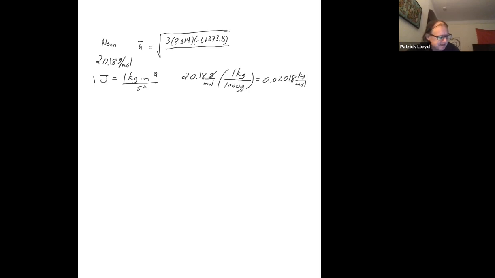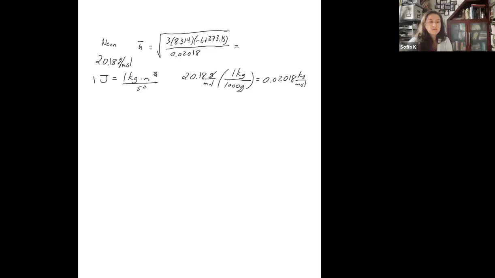Okay, so that's just to make the units work out for joules. So 0.02018. Then you'll get an average velocity out of this. So let's see what it is. It's 3 times 8.314 times, I'm sorry, was it 6 or negative 6? I put negative 6 there. It's actually just 6 degrees. Let me get rid of that negative. So just 6.